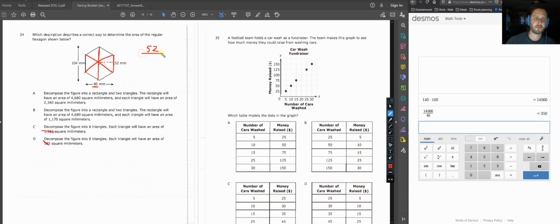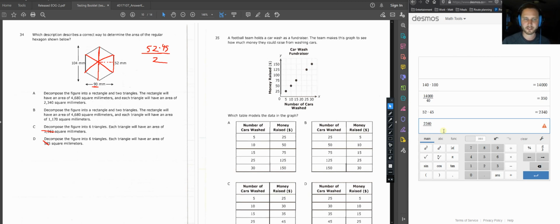So if I were to do 52 times 45 and then divide it by 2, well, let's see. Times 45, so 2,340, divided by 2. There we go. That gives me 1,170. But if we look at C, it says each triangle has an area of 1,352. So no, that's not correct. That is not going to be the area of my triangles for this one. So C and D are out.